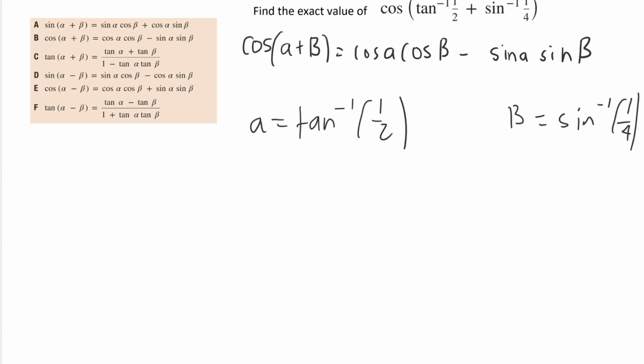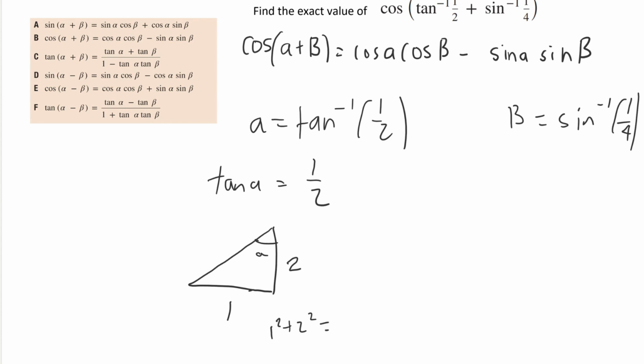Since alpha is equal to the inverse of tan of a half, we know from previous chapters that we can just make this tan alpha is equal to a half, 1 on 2, and then we can use the triangle to find tan alpha. Tan is opposite over adjacent, so it's 1 over 2, and then we know that 1 squared plus 2 squared is equal to 5, so therefore the hypotenuse is root 5.